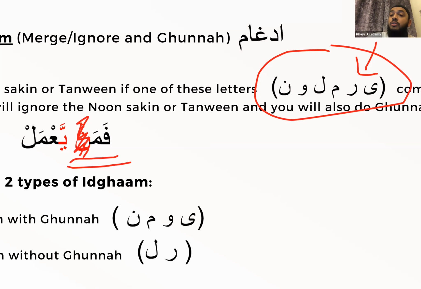Now you can say ignoring. You can say I ignore this completely. I just cross it off, and the Mim catches the Ya. Or in other words, you can say you merge this letter Nun into Ya, and so Nun becomes a Ya. So instead of saying merging, let's just say ignoring. Okay, done, finished. The Nun doesn't exist anymore. فَمَن يَعْمَل. That's what Idgham is.